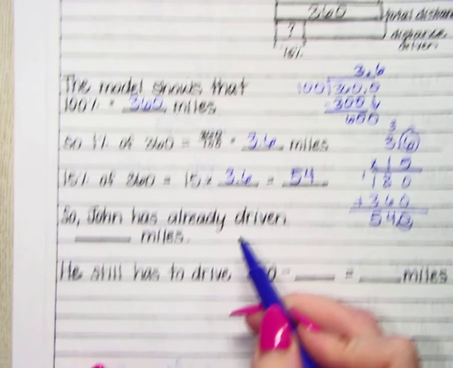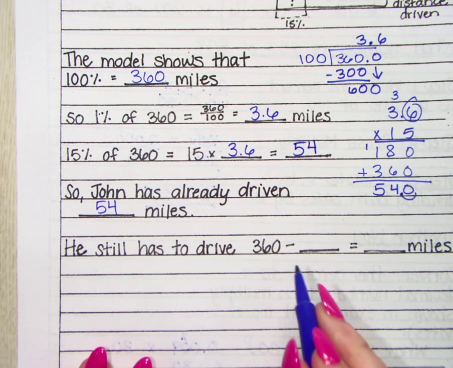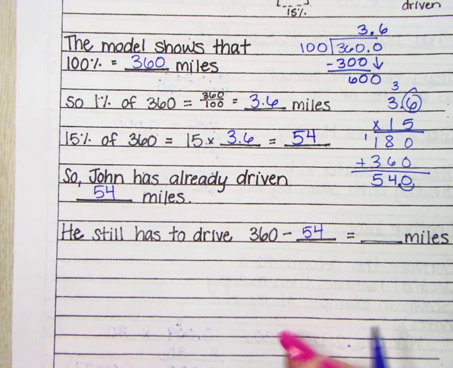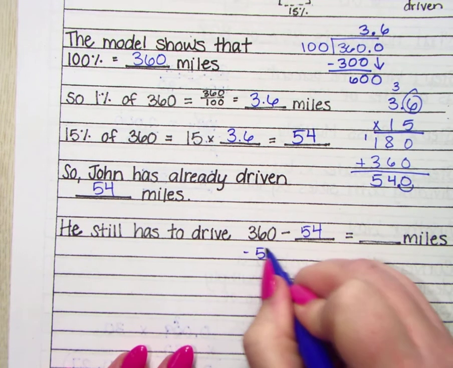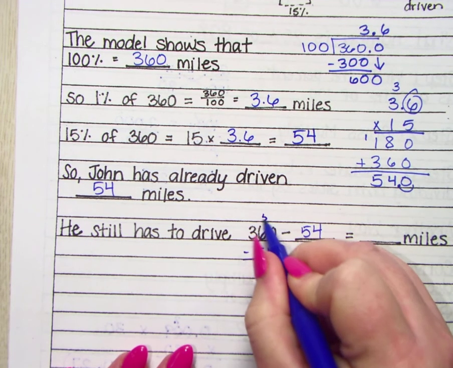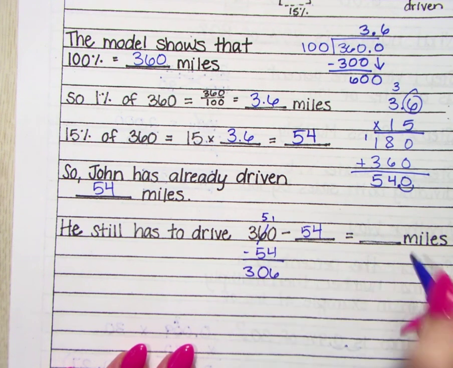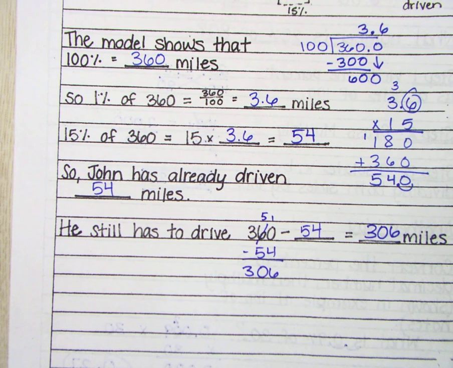So John has already driven 54 miles. He still has to drive 360 minus that 54 because we have to take that away from his total. And then 360 minus 54. Borrow from that 6. 10 minus 4 is 6. 5 minus 5 is 0. Bring your 3. That's 306 miles is what he has left to drive.